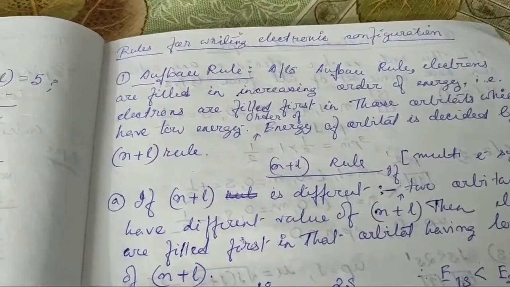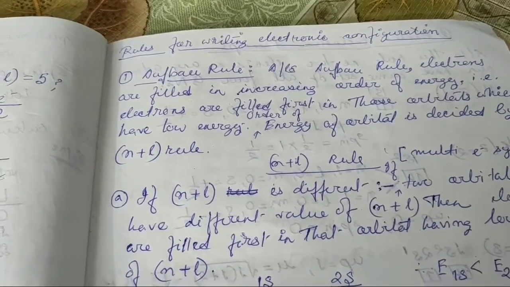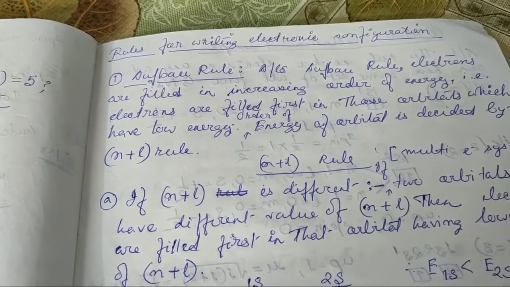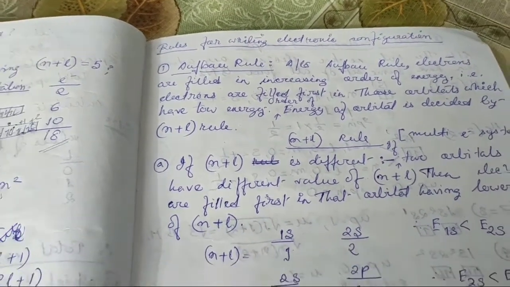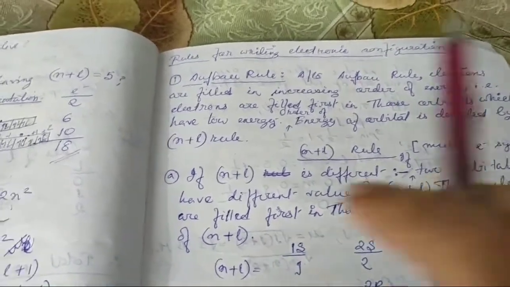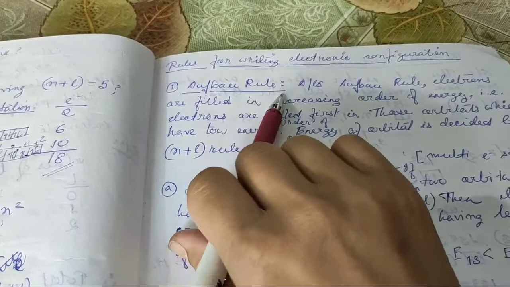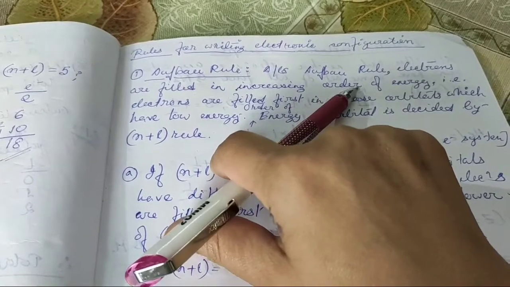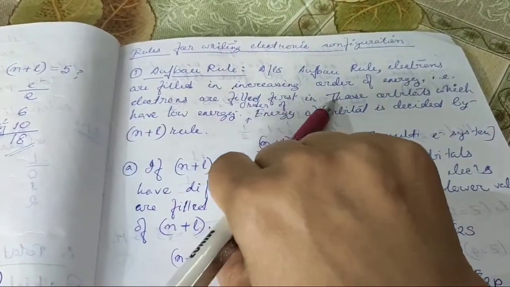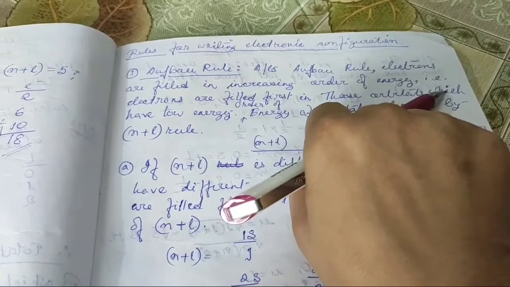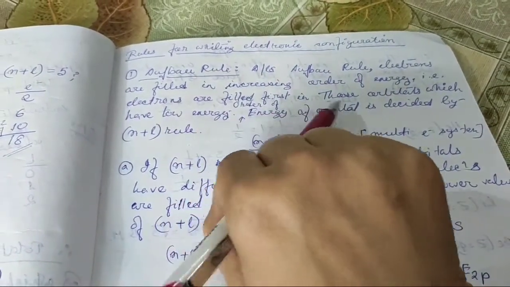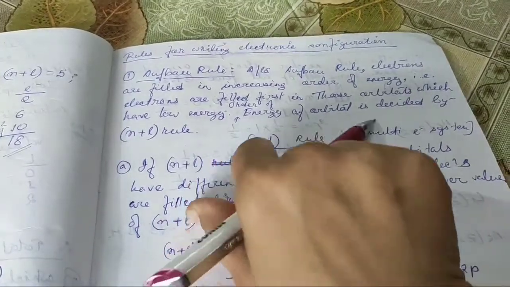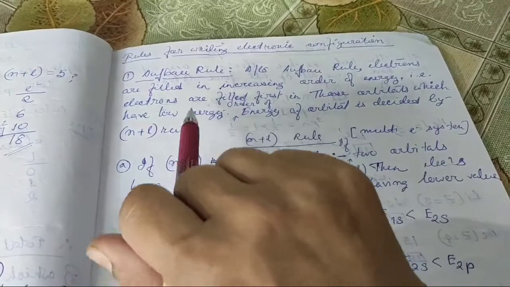Next we come to the most important point, that is the rules for writing electronic configuration. What are the rules that govern the process of writing electronic configuration? The first rule is the Aufbau rule. Aufbau is a scientist who gave the idea that electrons are filled in increasing order of energy of orbitals. That means electrons are filled first in those orbitals which have the lowest energy. The order of energy of orbitals is decided by the n plus l rule.